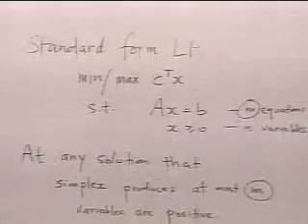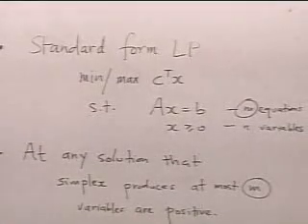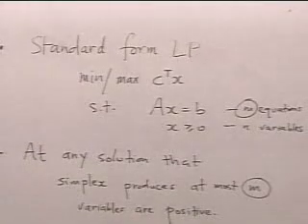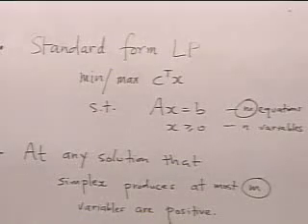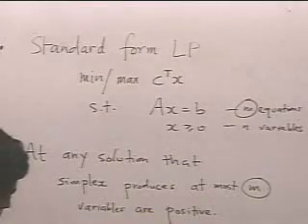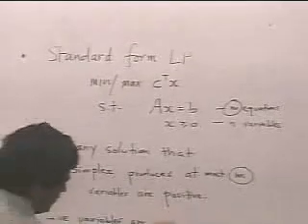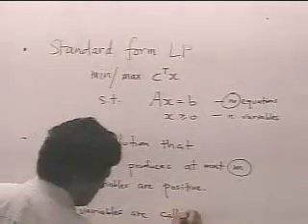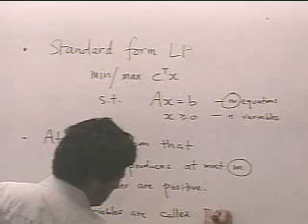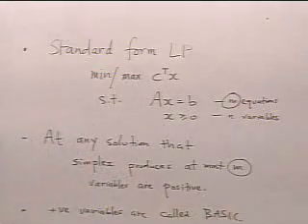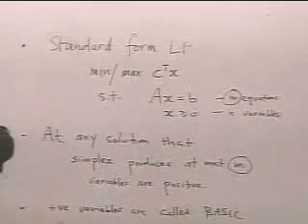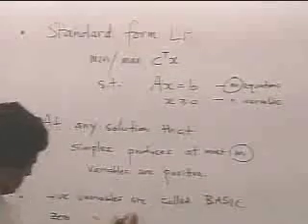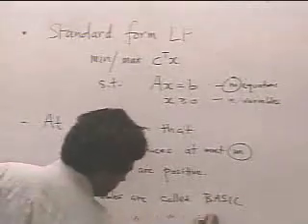The other thing, here are the two things that you need to know further more than this, which is that these m variables, the positive variables, are called basic, and the zero variables are called non-basic.